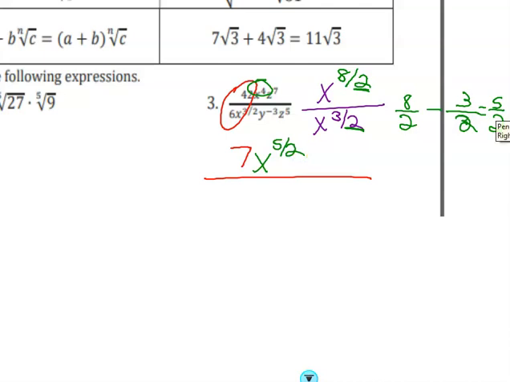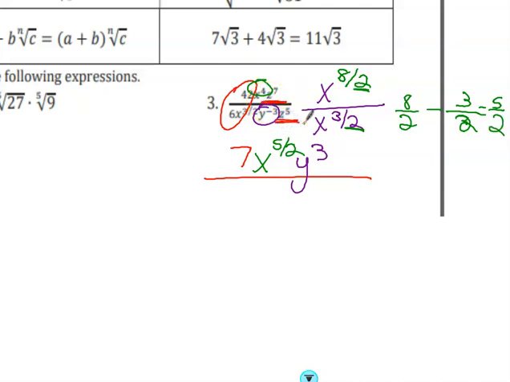The next one, let's deal with the y to the negative third. Well, if you had y to the negative third in the denominator, how do I make it positive? I'm going to bring it to the top. It doesn't have anything to simplify with, so I'm going to move it to the top to simplify. That's the only thing I can do.